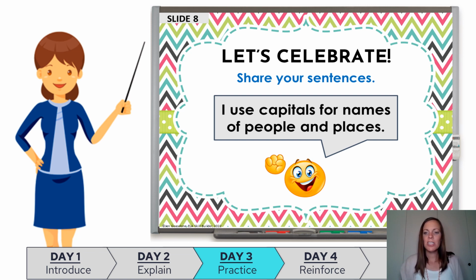Or maybe instead of a document camera, you could have your students partner up and share their sentences and give each other positive feedback. You could invite another class to come in to share them with. However you want to celebrate, just make sure you really make a big deal that your students are applying the targeted grammar skill in their writing.